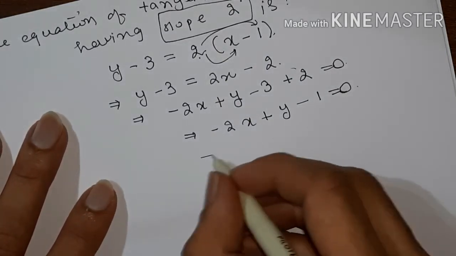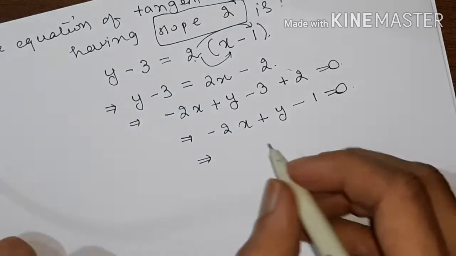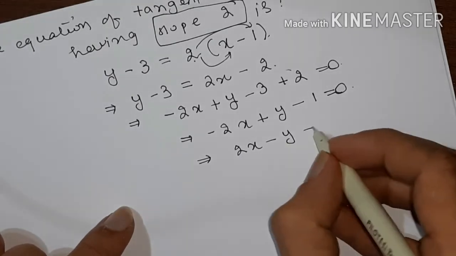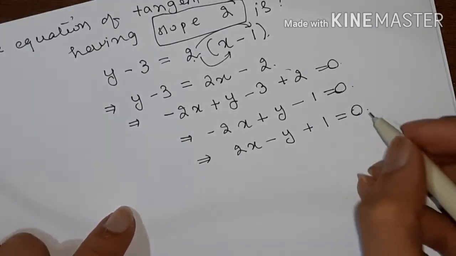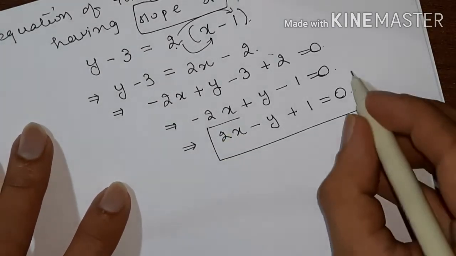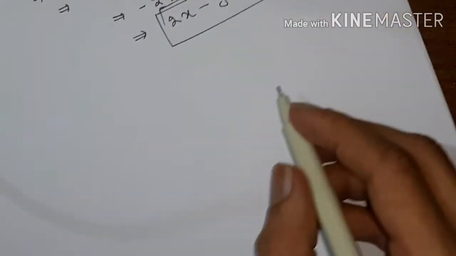Okay, so that means if you change the sign, what you will get is 2x minus y plus 1 equal to 0. So this is the equation of the tangent at the point (1, 3).